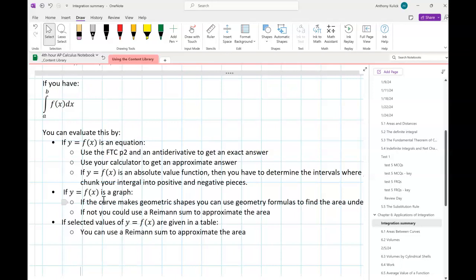Your function is given to you as an equation, as a graph, or as a table. And what you can do with each of those is described here. Does that feel okay, Chanel? First, thank you for making this, because it makes everything a lot clearer. Instead of going through all the lessons, it's right here.